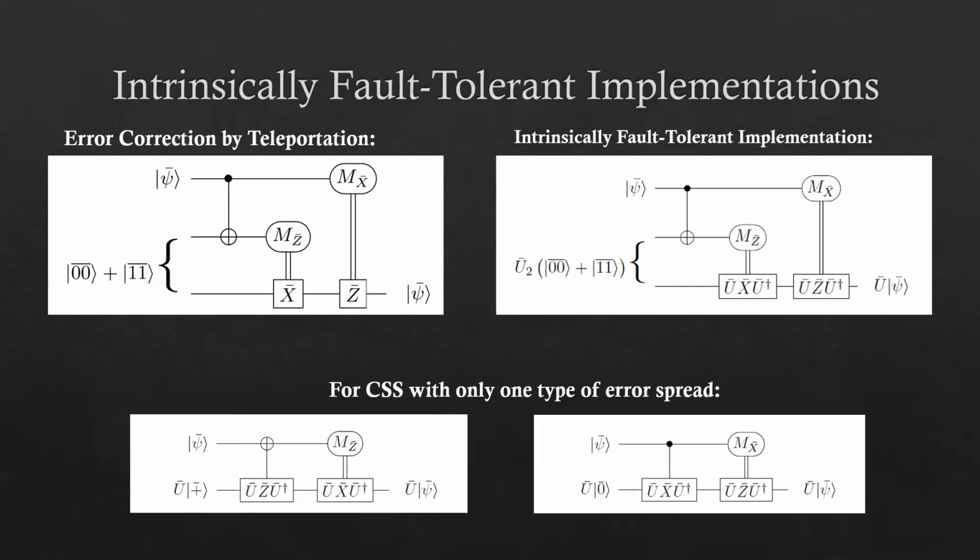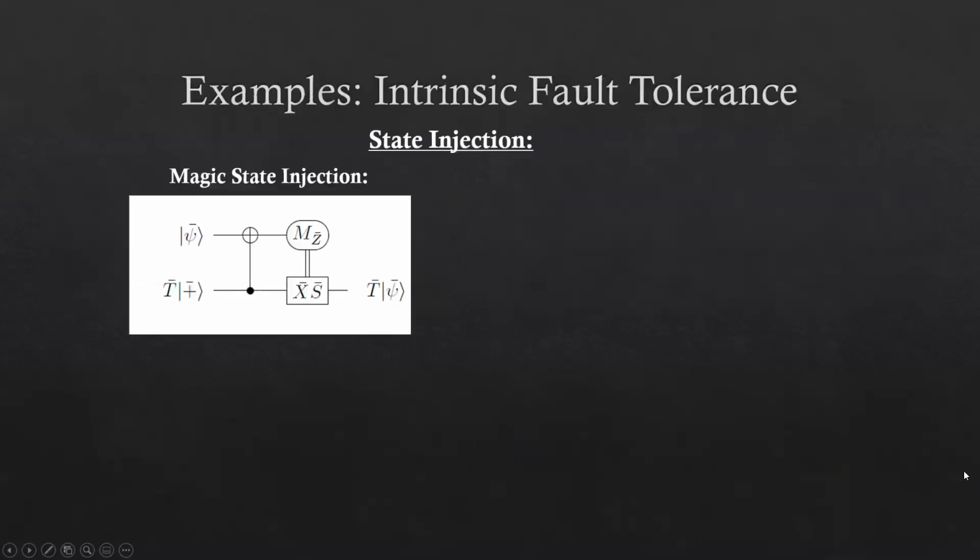We note that in fact, while these circuits up here are general, it's possible to simplify them in the case of CSS codes where only one kind of error is spread, either X or Z errors. And we note these circuits since they're the form that are often used in these universal schemes. There are two main classes of examples of intrinsic fault tolerance that we discuss, and we see how they correspond to a highly important range of approaches to realizing universal quantum computing.